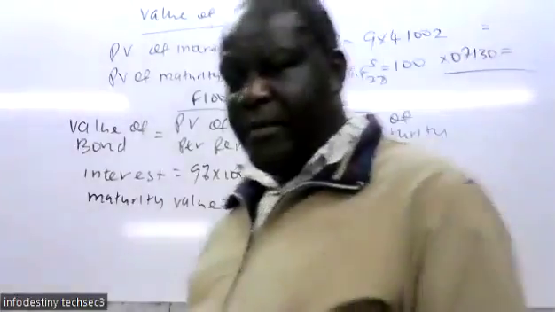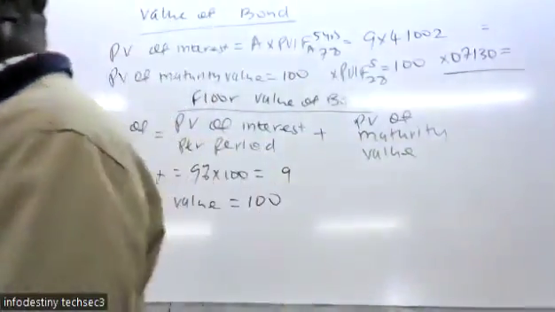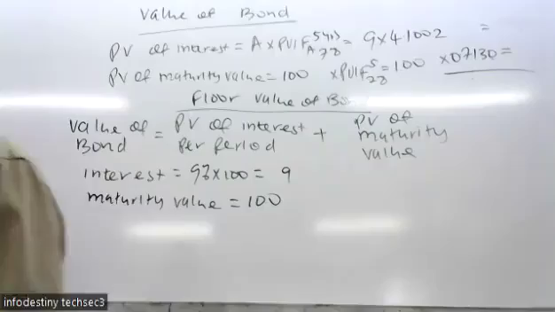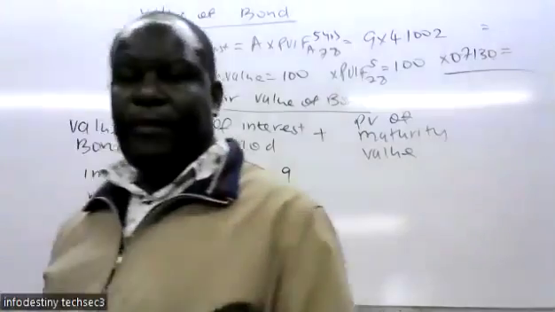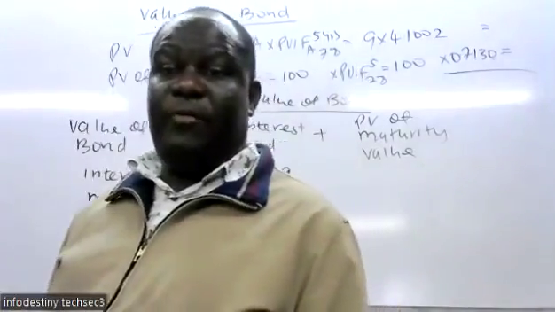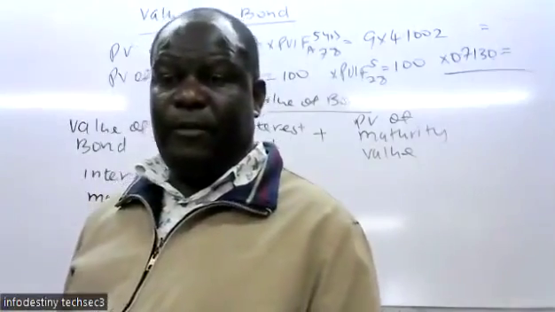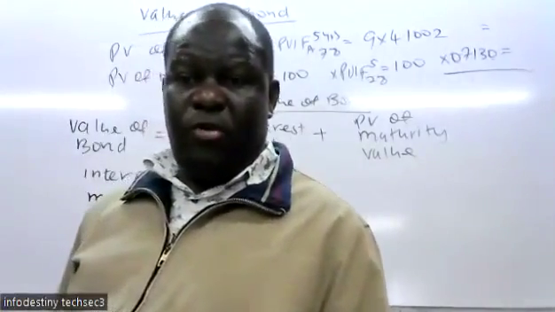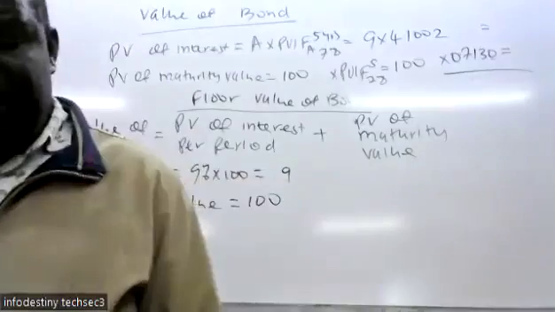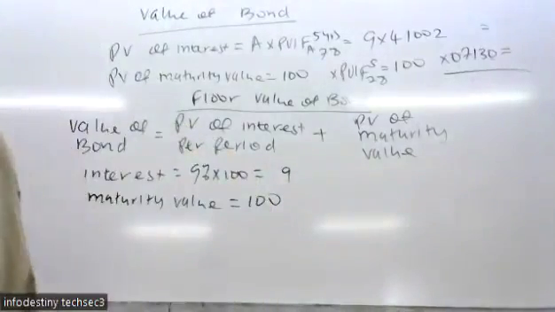So what are we coming up with? 108.2. So that should now be the floor value for the bond. We can now go to the Roman letter 3.